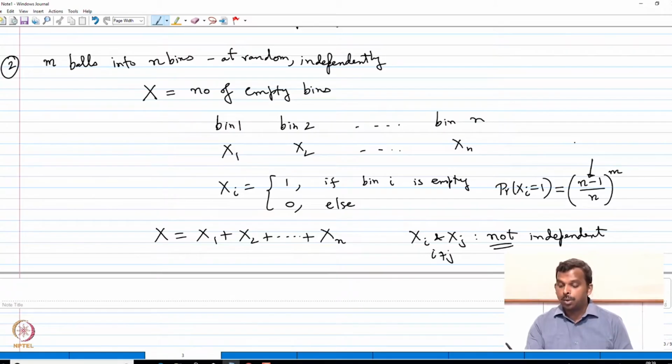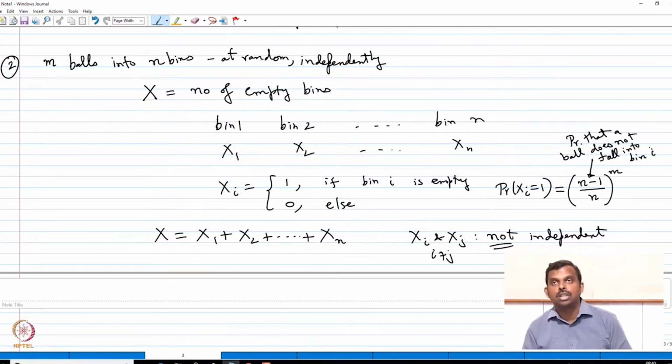Okay, so what is this? This is the probability that a ball does not fall in bin i. Right, so that's the probability that a ball does not fall into bin i, and I want every single ball of the m balls to not fall in bin i. So the probability that xi equals 1, that bin i is empty, is n minus 1 by n raised to the power m. You can also write it like this, 1 minus 1 by n to the power m, if you like. Okay, so that's the answer.